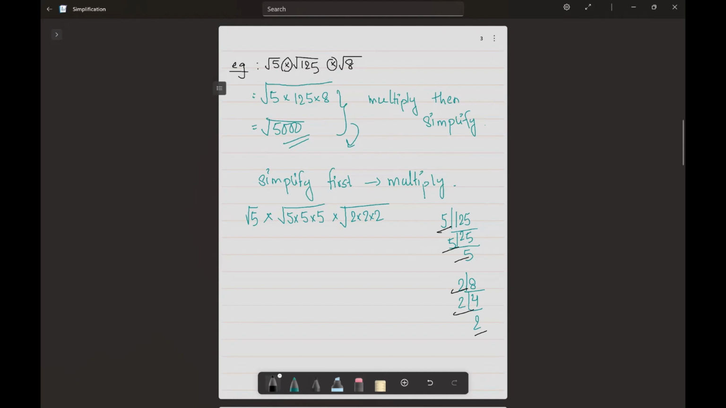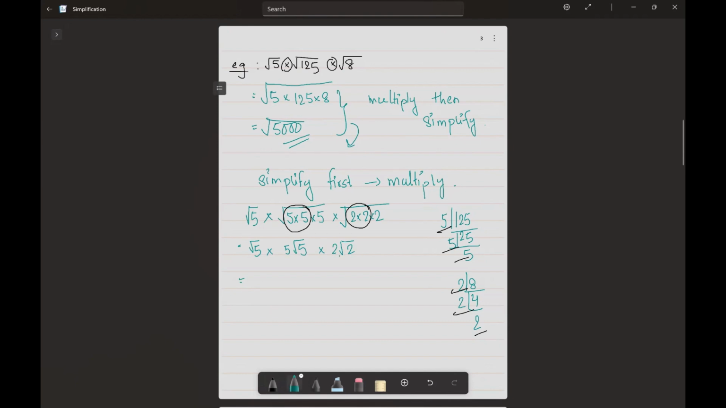For the next one, we have 3 5s, so make a pair with any 2 5s. For these, we make a pair with any 2 2s. And so we will get root 5 into 5, where 1 5 will come outside of the pair and 1 will stay inside the root. And for here, 1 2 will come outside and 1 2 stays inside. So now we have 5 into 2.